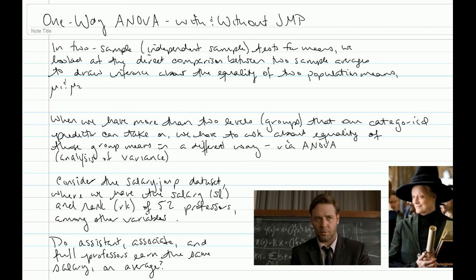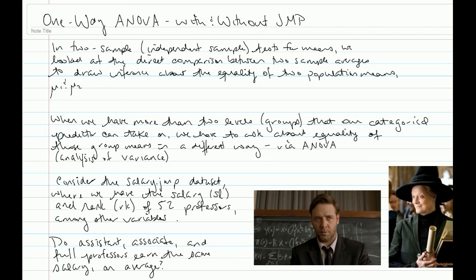But when we have more than two levels of our categorical predictor, so if we have, say, G groups that we're interested in, we have to ask about the equality of those group means in a different way, and we do that via ANOVA, or an analysis of variance.